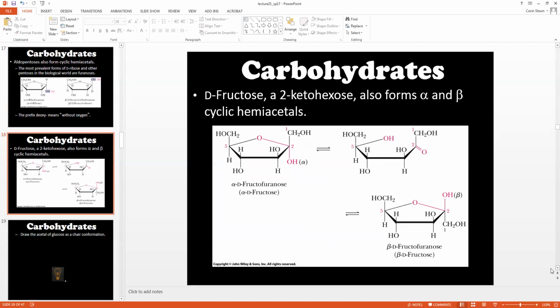Now, if we think about D-fructose, which is a 2-keto hexose, it also forms alpha and beta cyclic hemiacetals. So here is alpha D-fructofuranose. If the hydroxyl group functions as a nucleophile, attacks the carbon of the carbonyl, which is the electrophile, it will generate or form either the beta or the alpha, depending upon the orientation of the nucleophilic attack. So notice here, this is alpha D-fructofuranose. Here, this is beta D-fructofuranose.